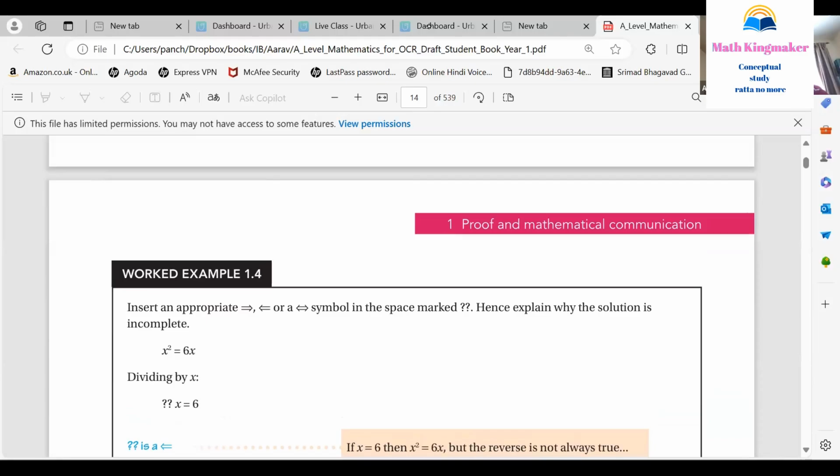No, you can't cancel the x's because x could be 0. So you have to do x squared minus 6x equals 0, so you need to factorize it. X is 0 or 6. You cannot cancel it. X equal to 6 is also a correct answer, but it has one more answer: 0.